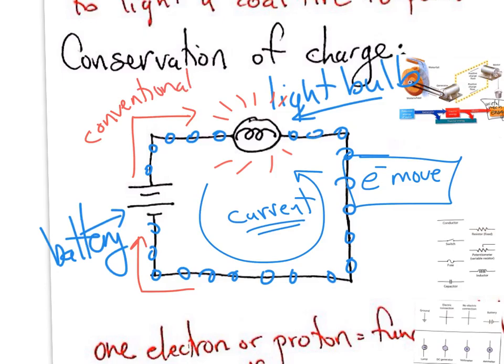So conventional current actually flows from positive to negative. That's just by definition. So here's the positive end of the battery, the negative end of the battery. Remember, the long side is the positive, short side is the negative. So we say conventional current goes this way, even though we know that the things that are flowing are actually the electrons flowing through the metal going in the opposite direction. Sorry that's confusing, but that's the way it is. Okay.